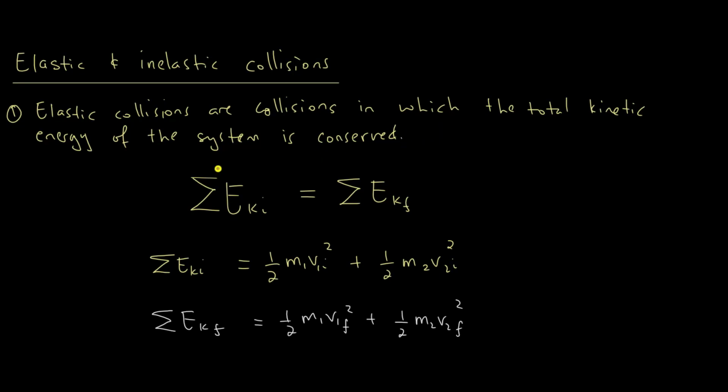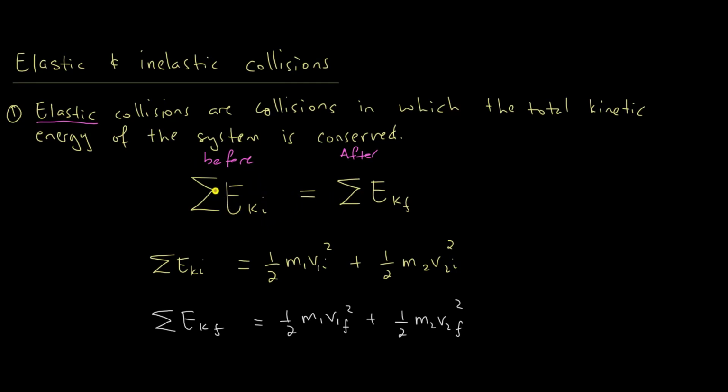So we add the kinetic energy of the system before the collision occurred. So this is before. And then the total kinetic energy after that collision has occurred. So if a collision is elastic, then the sum of those kinetic energies must be the same before and after the collision.